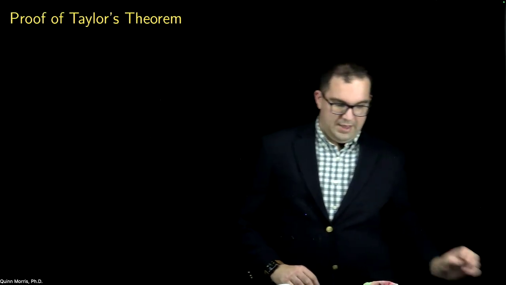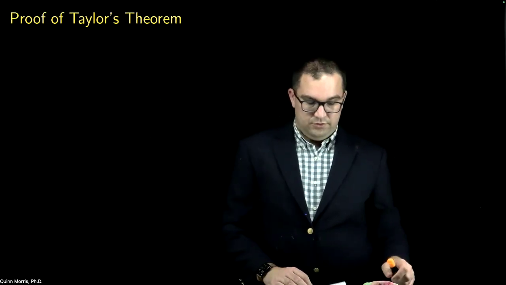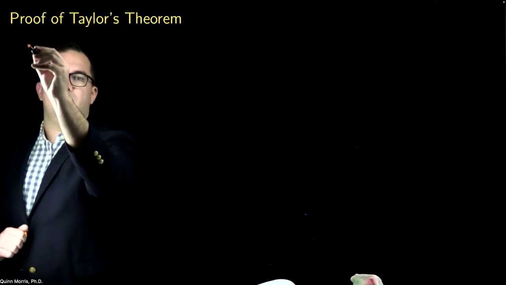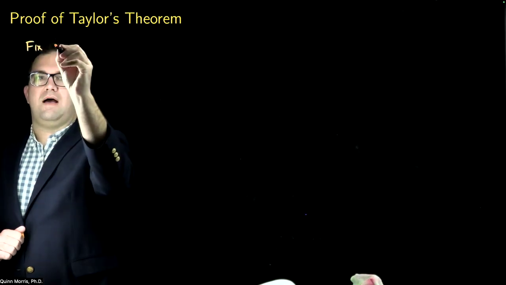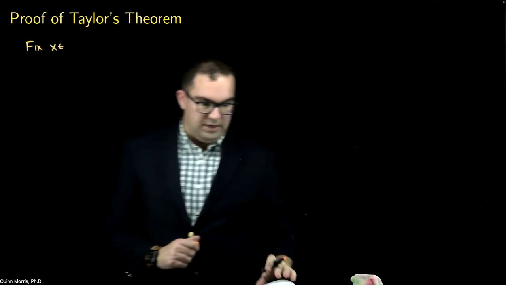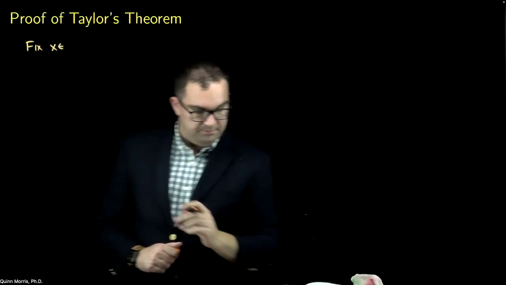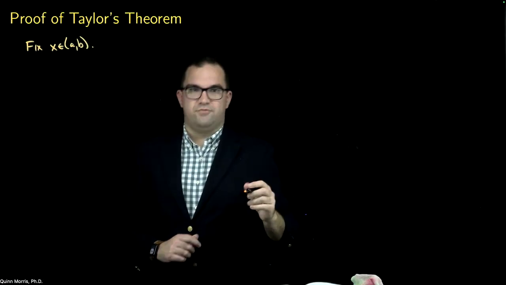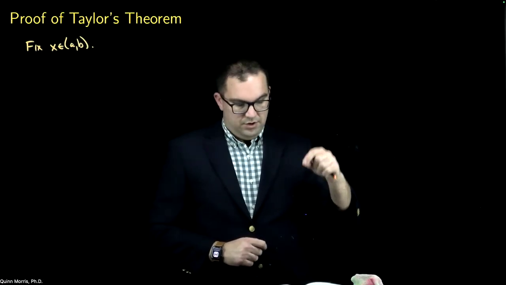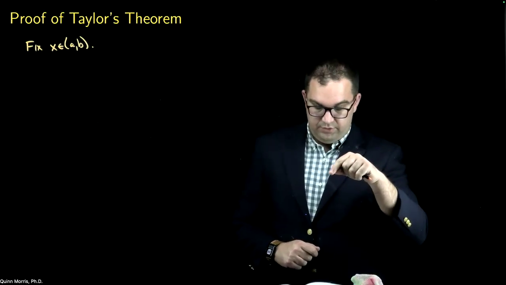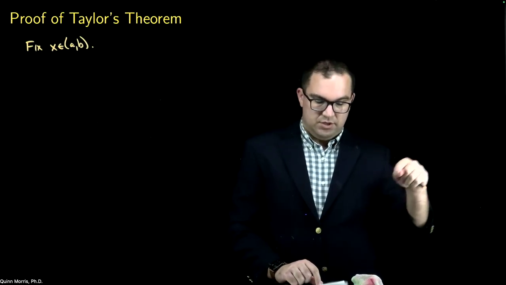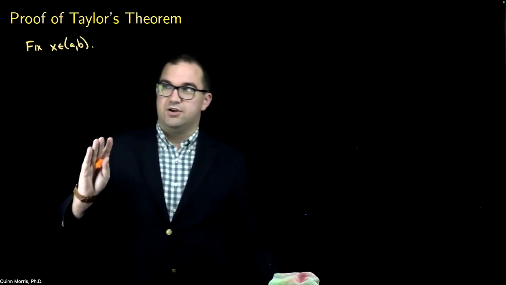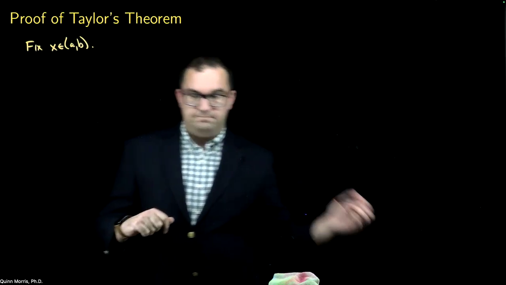So let's look at a proof of Taylor's theorem. The first thing we're going to do is fix a value x in the open interval AB. If you go back to the statement of that theorem, it says for x in the closed interval AB, there's some point C such that that equation holds. So let's fix an x here in the open interval AB.